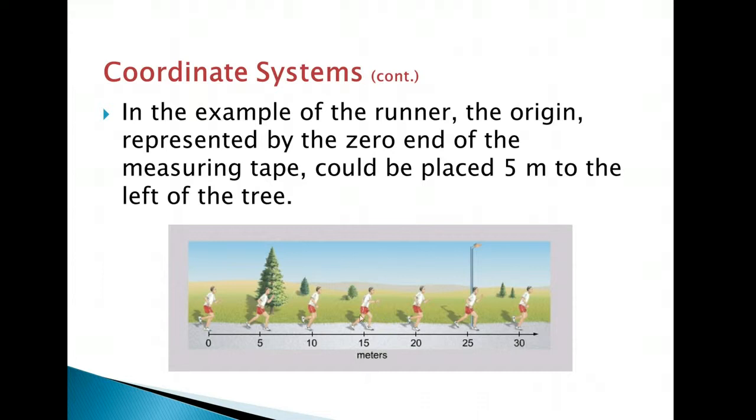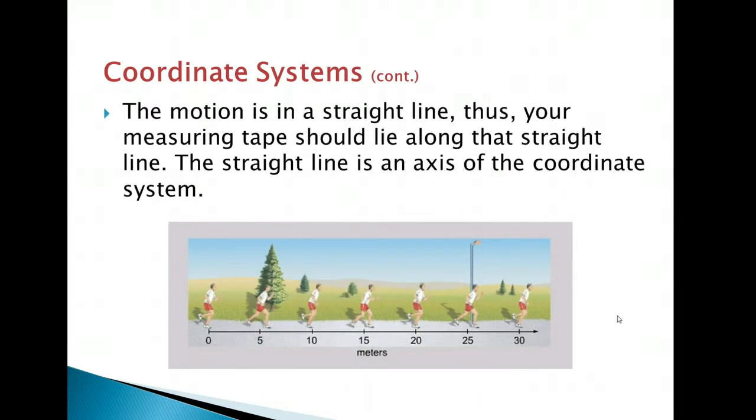We know this is a motion diagram because the distance between the runners is relatively the same, but that's not even the most important thing, it's that the time intervals between them are the same. Okay, so we see a lot of different things going on here. The motion of this person is in one dimension, thus your measuring tape should lie along that straight line, and we see that here.